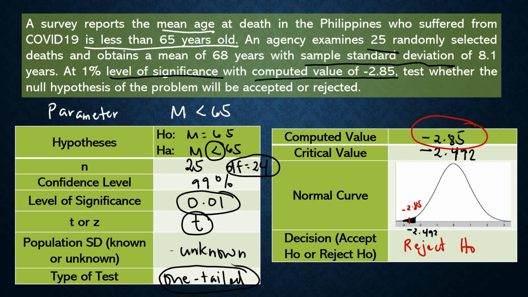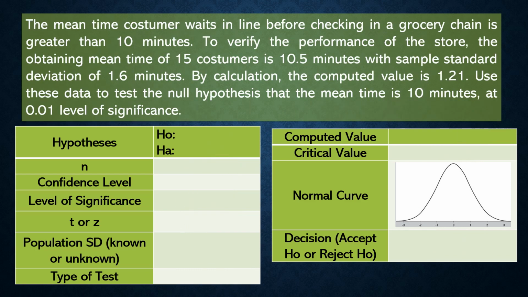Okay, let's try another example. For our third example, the mean time a consumer waits in line before checking in at a grocery chain is greater than 10 minutes. To verify the performance of the store, the obtained mean time of 15 customers is 10.5 minutes with a sample standard deviation of 1.6 minutes. By calculation, the computed value is 1.21. Use this data to test the null hypothesis that the mean time is 10 minutes at 0.01 level of significance.